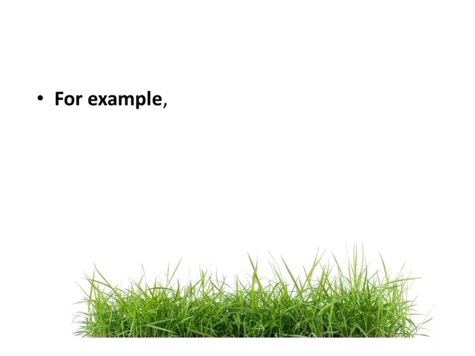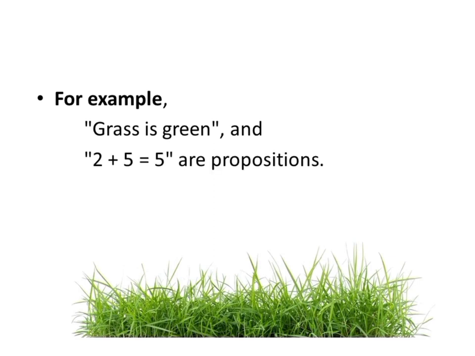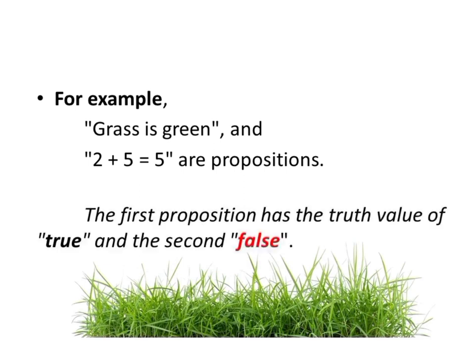For example, "grass is green" and "2 plus 5 equals 5" are propositions. The first proposition has the truth value of true, and the second is false because 2 plus 5 equals 7 and not 5.